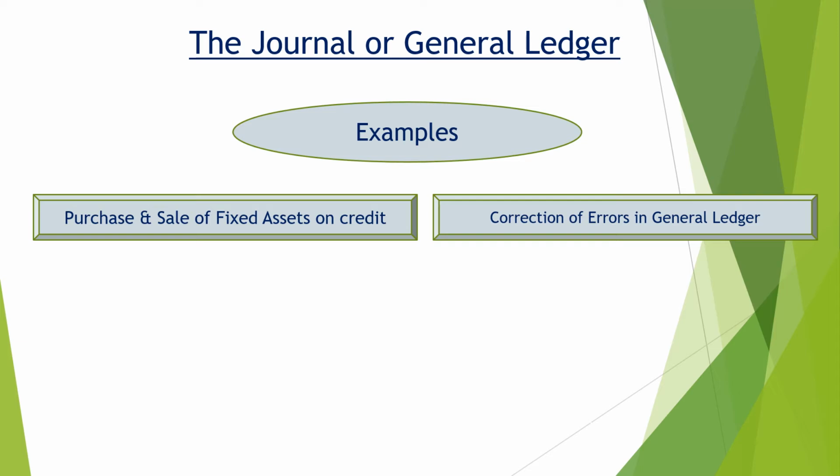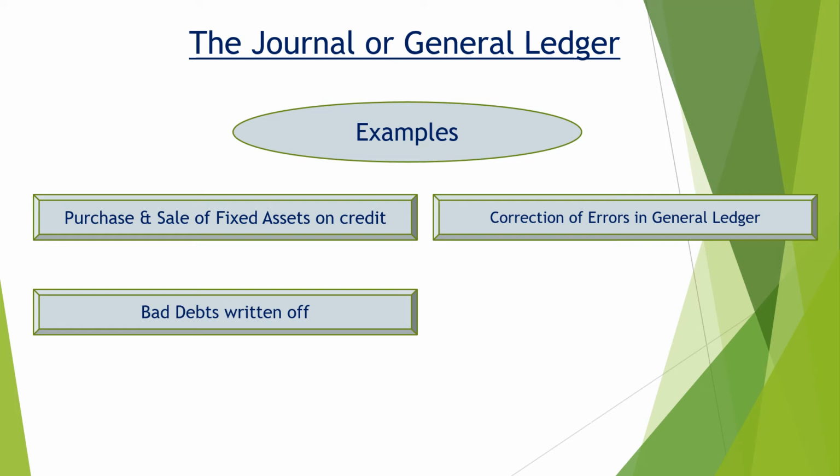The other reason could be correction of errors in the ledger. When any error is detected in a past posted entry in the ledger, it needs to be corrected by making a new entry, and that will be made in the journal. Bad debts written off. To write off the balances of those debtors from whom the amount will not be recovered anymore, bad debts expense is recorded in the journal.